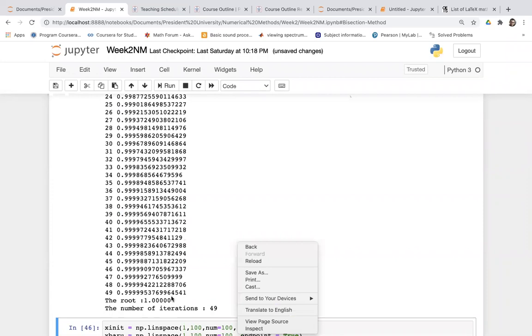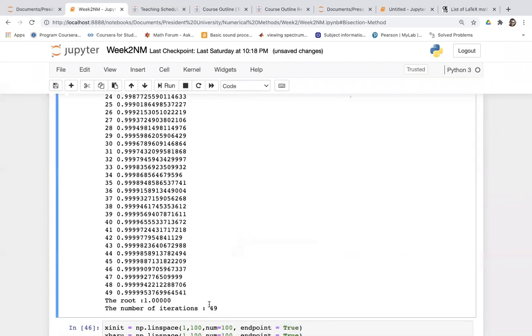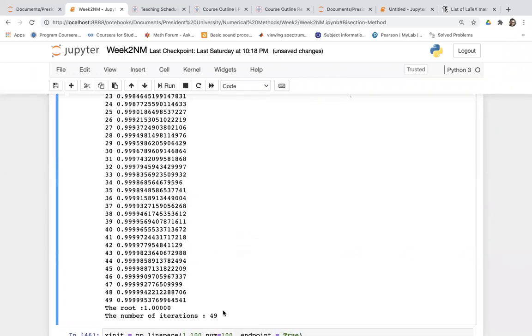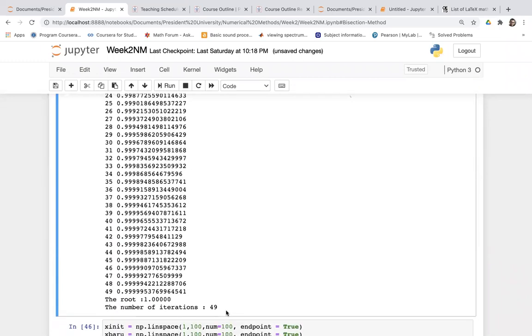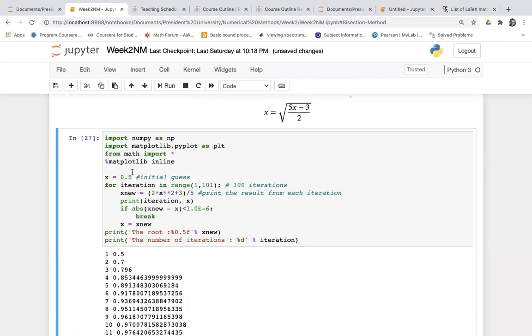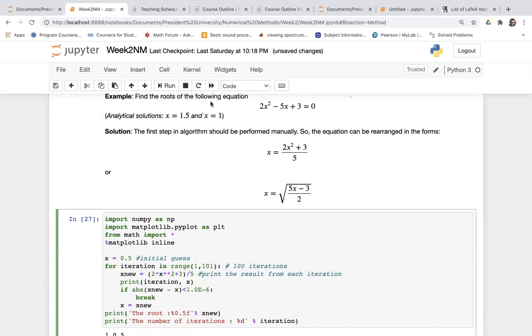Yeah, so look at this. It needs 49 iterations to reach 1. You see? Let's put another initial guess. You already know the exact values are 1 and 1.5.